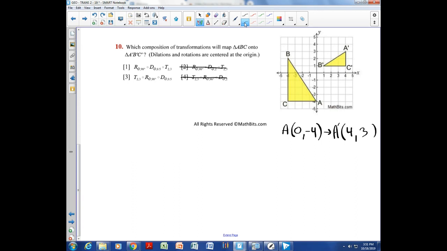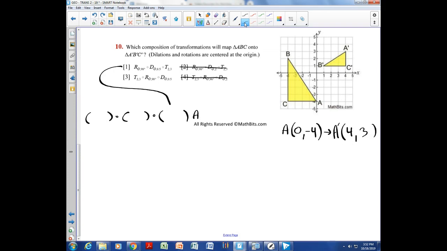So I'm just going to put that point, (0, -4), through number 1 here and see what happens. So I'm just going to do number 1 right here. I'm going to see if I put (0, -4) through that, if it ends up being (4, 3). But then I'm going to try the other one, to make sure it doesn't do it to both. So here we go. I'm going to start this with point A. Well, point A is (0, -4).